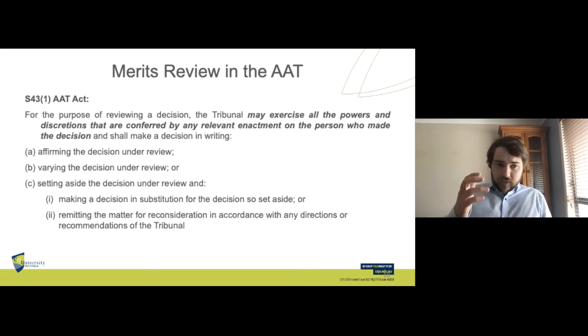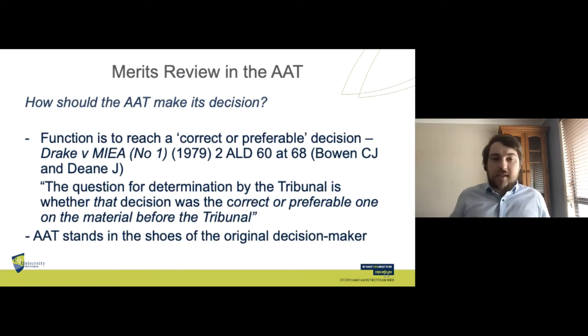The sub-points under Section 43 empower the AAT to affirm the decision that was under review, vary it, or completely set it aside and make a new decision, or send it back to the decision maker to remake the decision. So there are a lot of options there for the AAT to completely remake the decision, affirm it, or just make a minor variation based on the needs of the case. So how does the AAT make its decision?